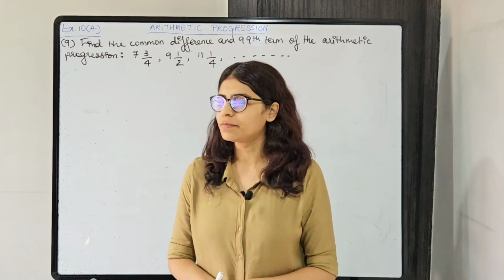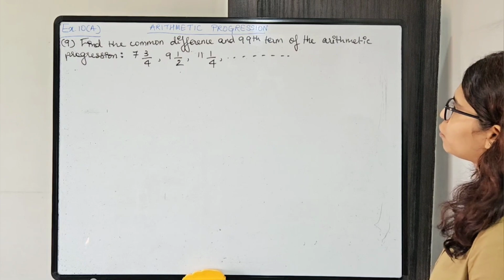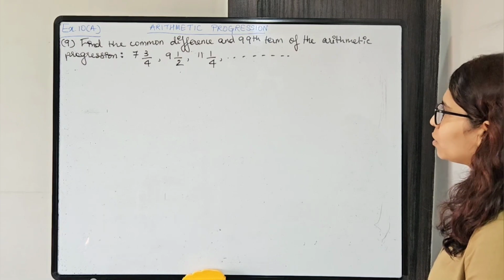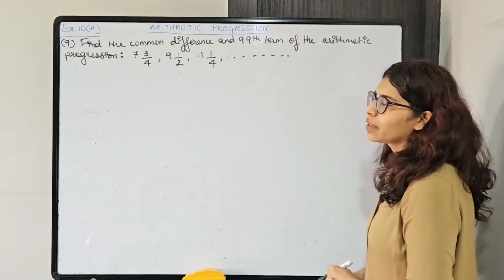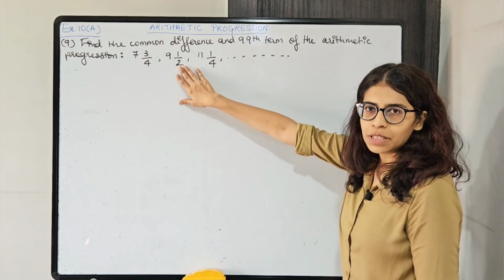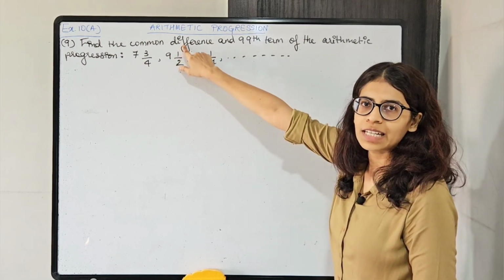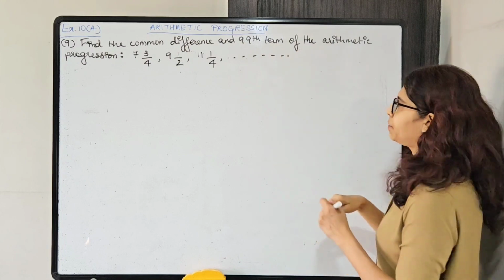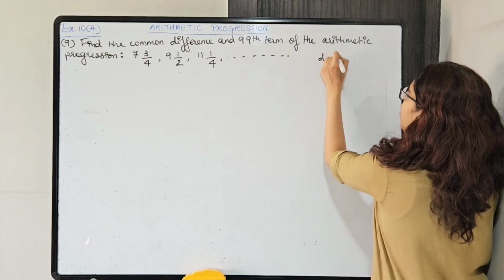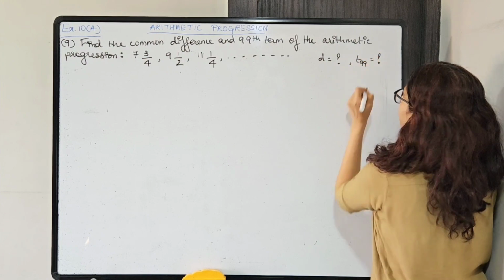क्वेश्चन नंबर 9. फाइंड द कॉमन डिफरेंस एंड 99th टर्म ऑफ द अरिथमेटिक प्रोग्रेशन 7 and 3/4, 9 and half, and 11 and 1/4, and so on. You are told that this is an AP arithmetic progression है, ये बोला है. We need to find out common difference, that is D, and 99th term, that is T99. So D find out करना है, T99 find out करना है.